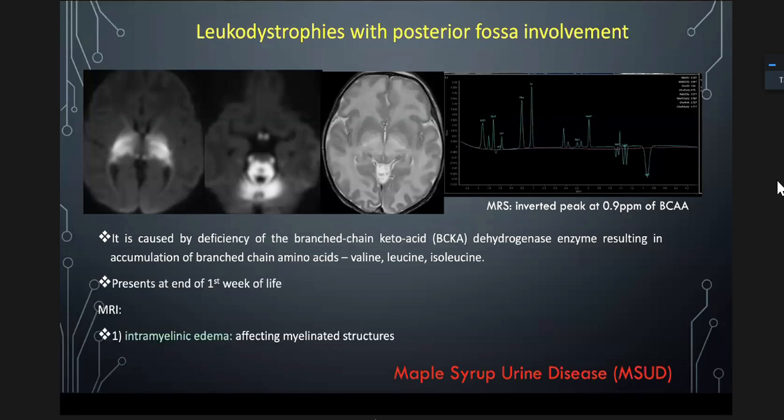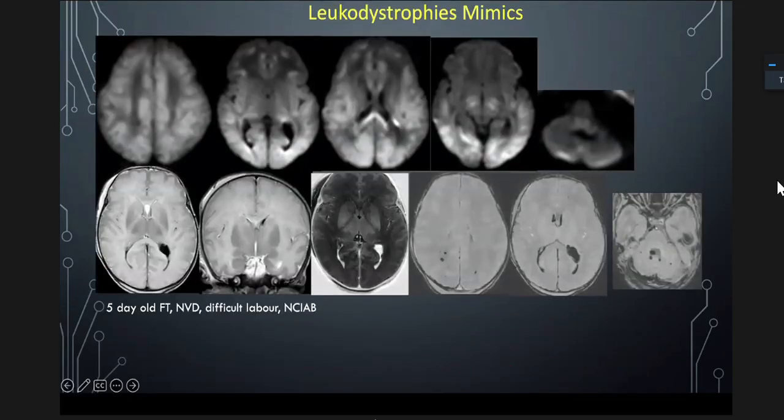And the MRI is very typical. This is an intramyelinic edema, which is seen in the myelinated white matter, and the rest of the brain will also show edema. The regions which are showing no restricted diffusion will also show vasogenic edema. So that's classic maple syrup urine disease.